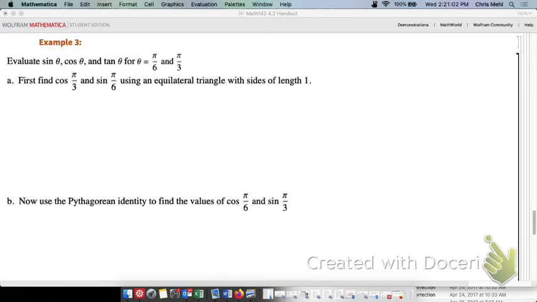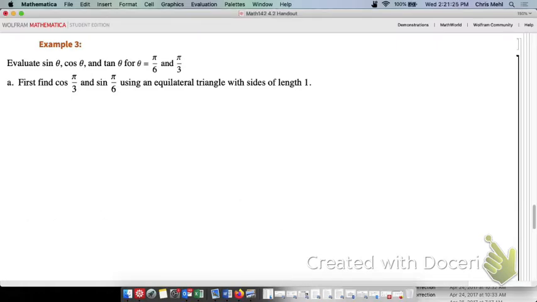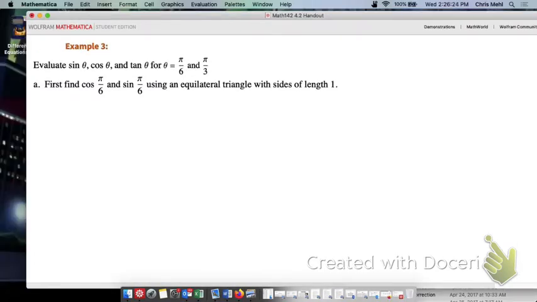Okay, so what we're going to do next is I'm going to find sine theta, cosine theta, and tangent theta for pi over 6 and pi over 3. And we're actually going to do this using what are called equilateral triangles of length 1. Okay, so let me show you how this works. Let me give myself some room here to do this. So we're going to find cosine pi over 3 and sine pi over 6 using an equilateral triangle. I'll show you how. Okay, so we're going to find sine theta, cosine theta, and tangent theta for the angles pi over 6 and pi over 3.